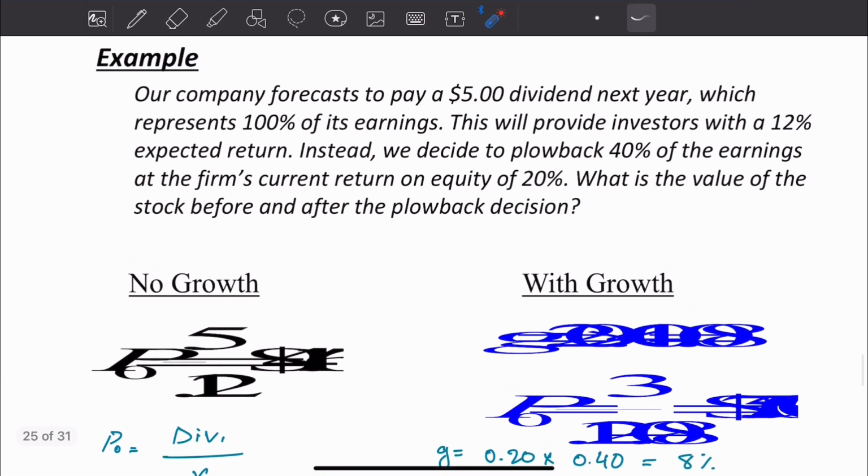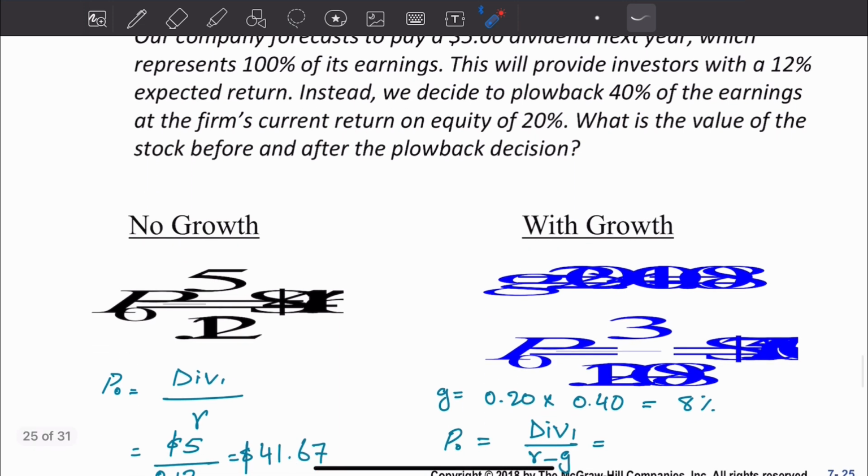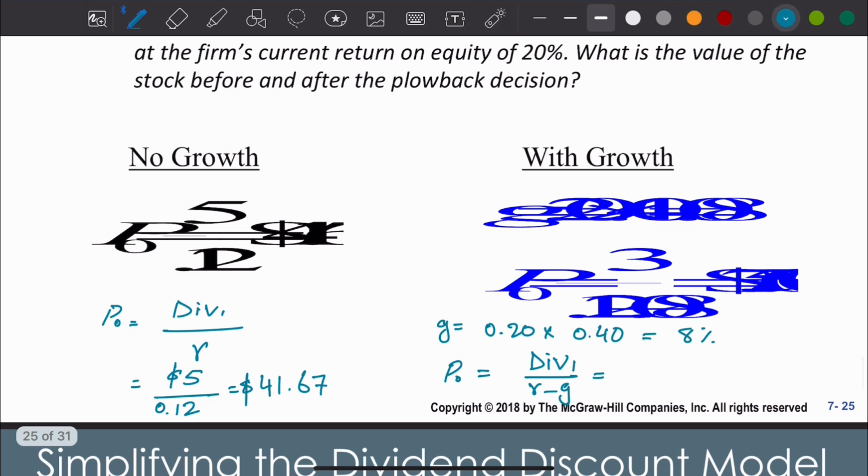Okay. Now, knowing that the $5 dividend was expected, under this assumption we're only going to take 60% of that. So 5 multiplied by 0.6, that's $3 only. So this is the amount that the investors should expect to get in the form of dividends. Divided by R, which is 12%, minus G, which we just calculated to be 8%.